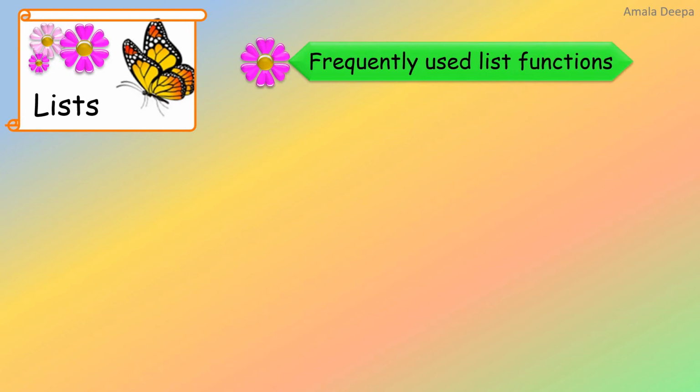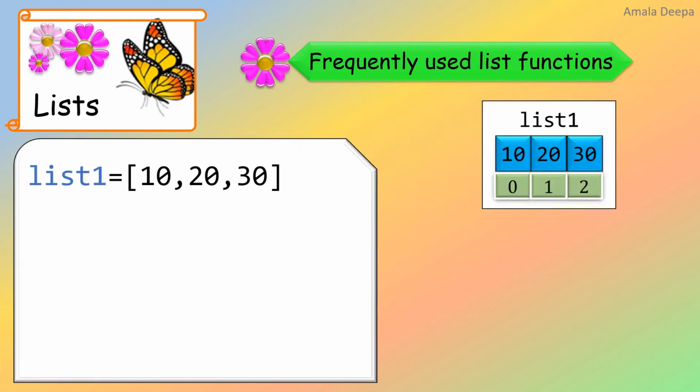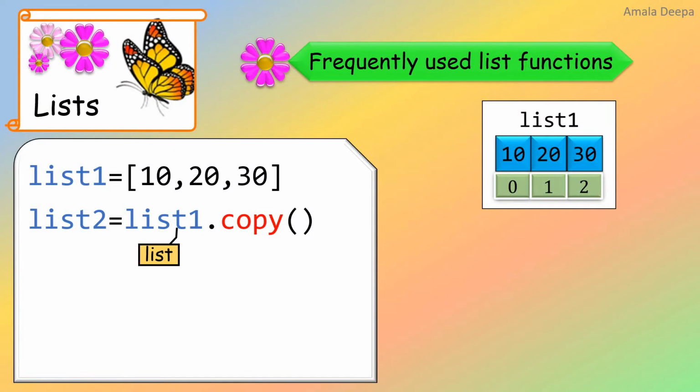Frequently used list functions. Here I have a list1 with values 10, 20, 30. If I want to make a copy of list1, I can write list2 = list1.copy(). Here list1 is the list object which you want to copy. Copy is the function. The copy function creates a copy of list1 and stores it in the object which you have given on the left hand side. So here list2 is the object on the left hand side. The copied list is stored in list2.